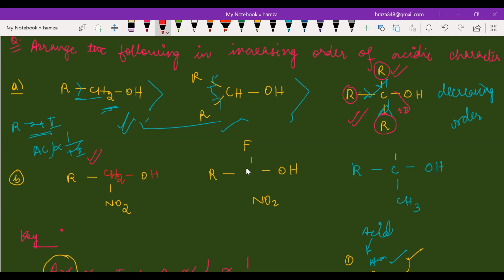Now see, you can see it has NO2 group. NO2 has minus I effect. This NO2 has minus I effect, as well as this NO2 has minus I effect, because it is more electronegative. This has plus I effect. This has plus I effect. This has plus I effect. This has minus I effect, and this has plus I effect. Can you tell me which one is more acidic, the strongest acidic among them?